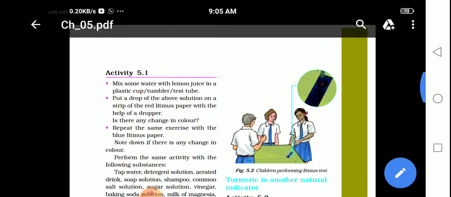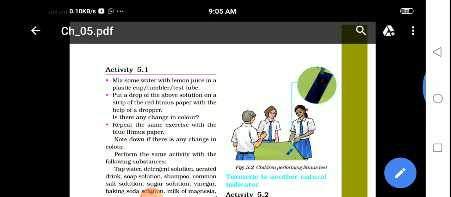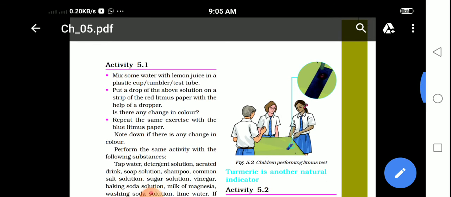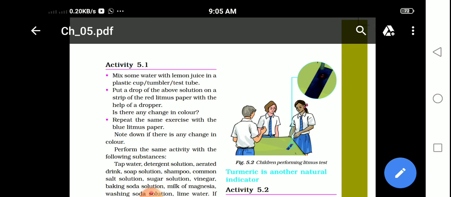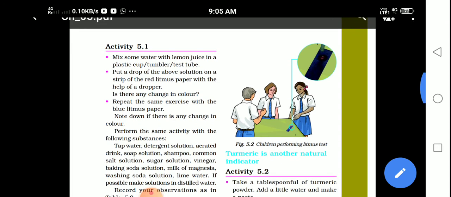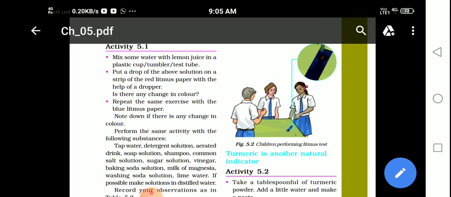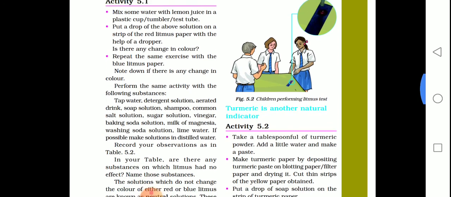The solution is acidic. So perform this activity with the following substances: tap water, detergent solution, which means surf, the thing you use for washing dresses. Aerated drink means soft drinks, beverages. Then shampoo, common salt solution, sugar solution, vinegar, baking soda solution, milk of magnesia, washing soda solution, lime water. If possible, make the solutions in distilled water. Record your observations in table 5.2.